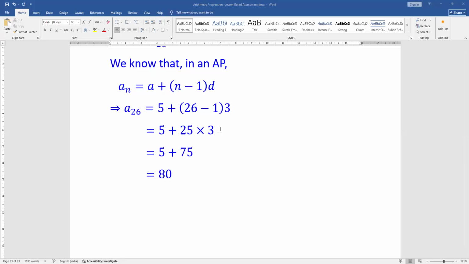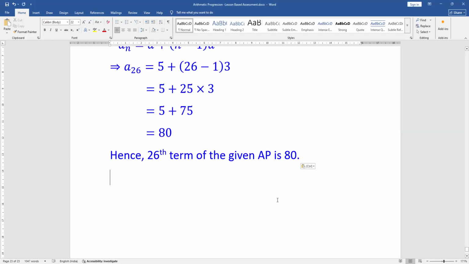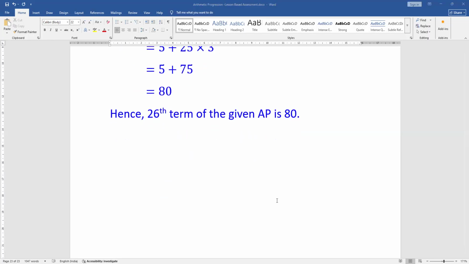So, as the conclusion, I write: hence the 26th term of the given AP is 80. This is our conclusion. Okay, people, I move on to the next question.